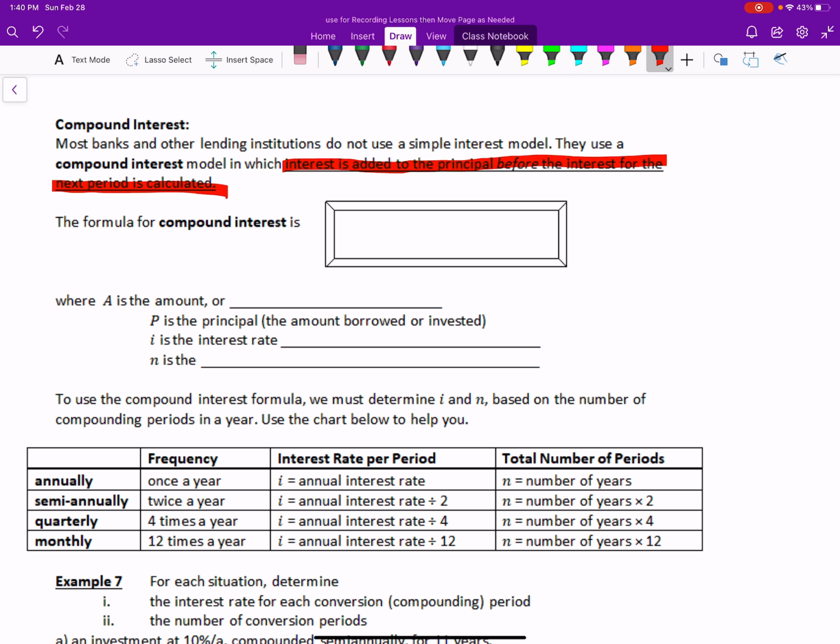So if I have some sort of loan where I borrow $100 and I pay 10% interest, just to keep it simple. After 1 year, I'd have to pay $10 interest, right? 10% of 100 is $10. But if I keep this loan for a second year, I'm going to add that $10 in. Now I owe $110. At the end of year 2, I'm going to calculate another 10%. Well, now I'm doing 10% of that 110.